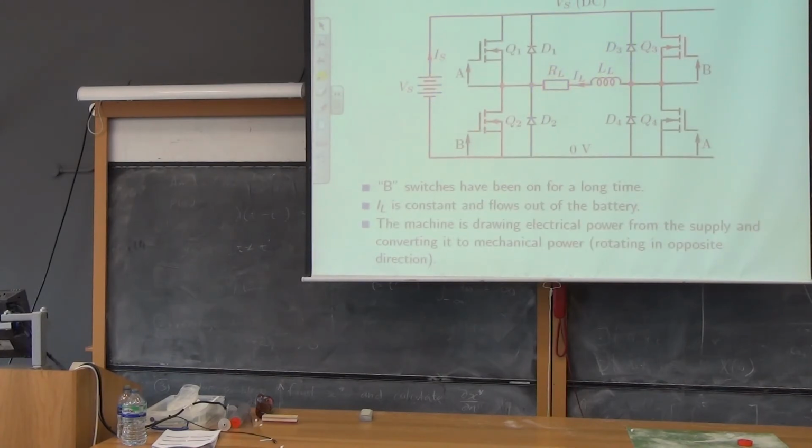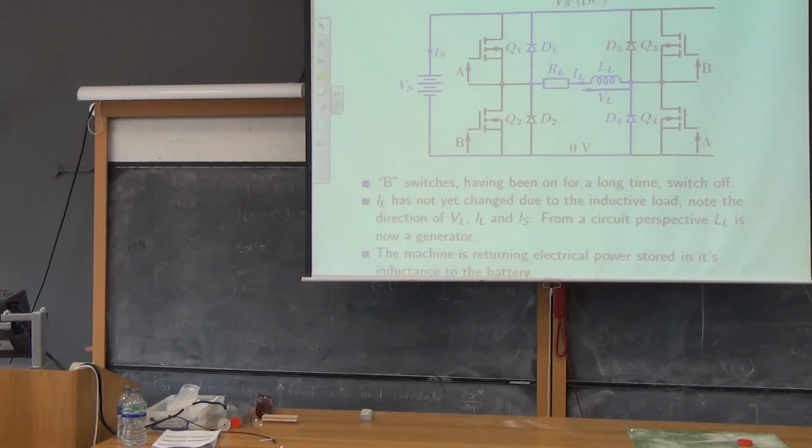Similar arguments apply to the situation where the B switches have been on for a long time. We have B and B on. A current now flows through the machine in the other direction. So this could be the machine rotating anti-clockwise. And there is a constant current flowing in the machine, so it's spinning at a constant speed. And this is electrical energy here converted into mechanical energy there.